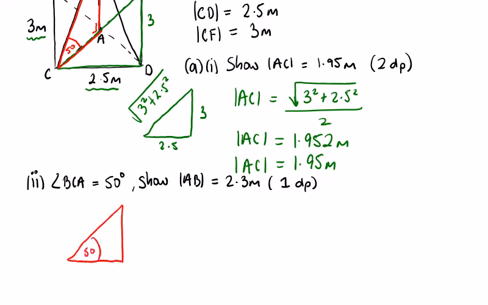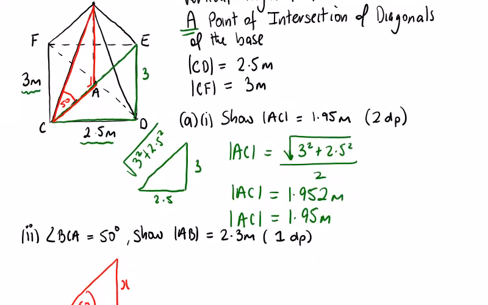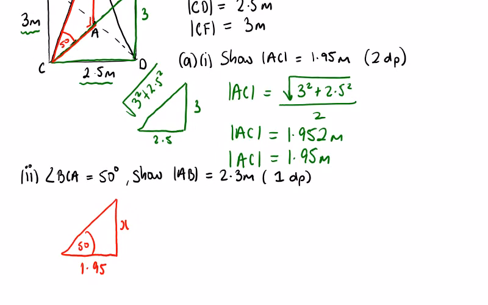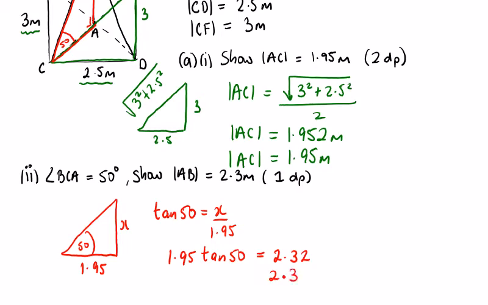We've got our 50. And we have the base, which is what we got in the previous part, to be 1.95. And we're looking for X, which is AB. This one here. So it's tan because we have the straight side. So the tan of 50 is equal to O over A, X over 1.95. So 1.95 tan 50 should give 2.3 meters. Let's have a look. It gives 2.326, so to one decimal place, 2.3 meters.